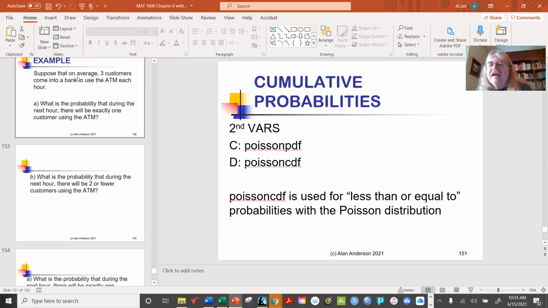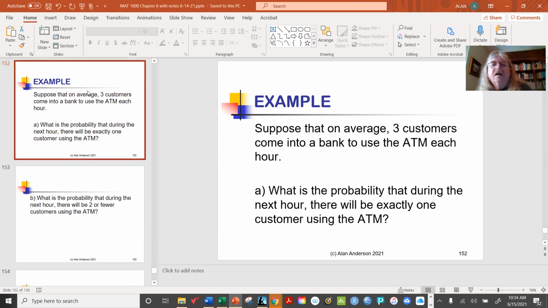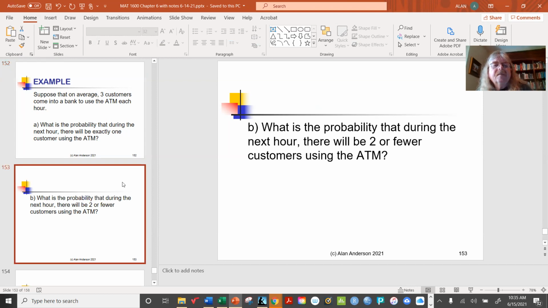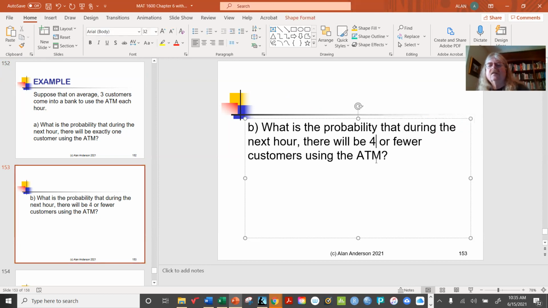All right, now we can have the example of the customers coming into the bank. The bank manager noticed that on average, 3 customers come into the bank every hour to use the ATM. What's the probability that during the next hour, there will be exactly 1 customer using the ATM? And part B, 4 or less. Actually, let me change that because I want to have a different number. Let's try 4. All right, why not? Except that this time we won't calculate the individual values. We'll just do it directly.